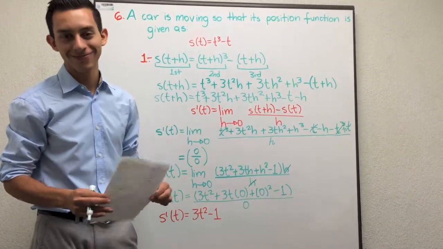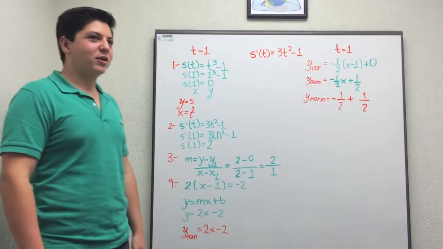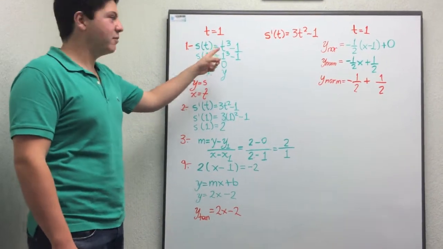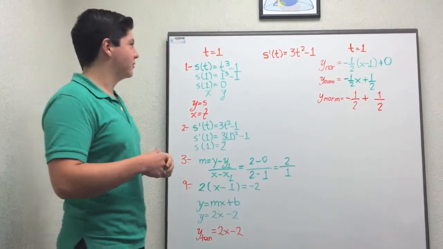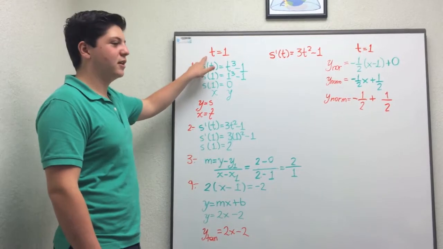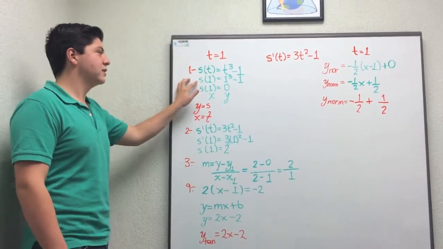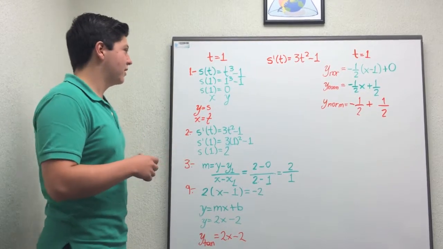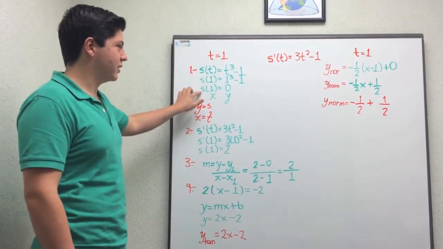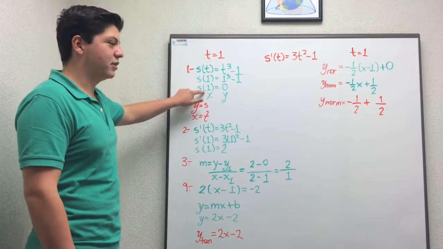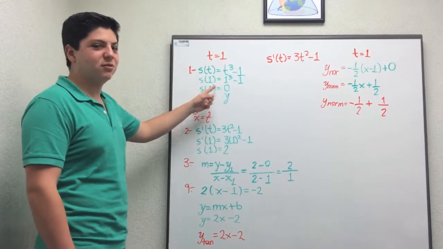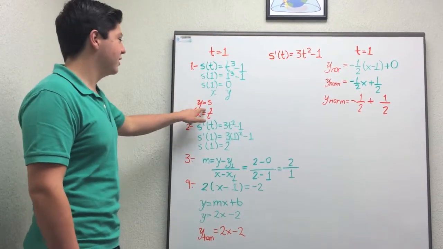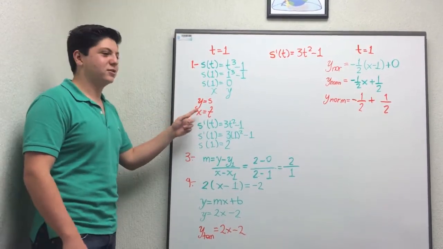To do the exercise B, first we need the original formula, that is s of t is equal to t cubed minus t. Then we need to substitute t equal to 1. Here is s of 1 is equal to 1 cubed minus 1. Then we solve, and this is the result: x is equal to 1 and y is equal to 0. Always we talk about y is equal to s and x is equal to t.